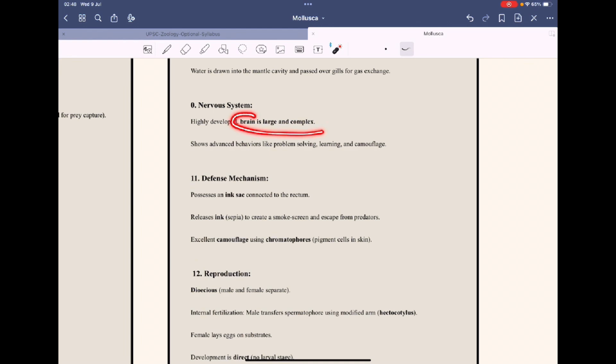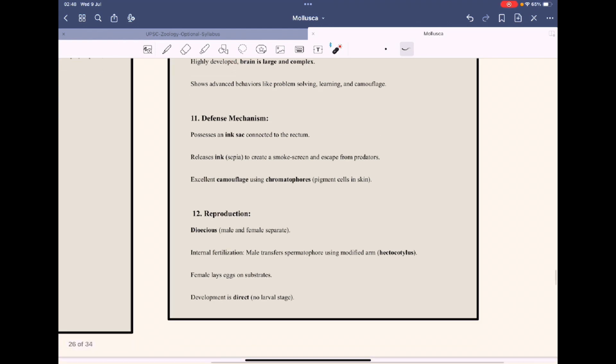And they have a highly developed, large brain. If you go through some of the videos on YouTube, you will observe that there are certain experiments that have been done with the octopus and the sepia. They have problem solving ability, learning and camouflage ability, and they possess ink sacs in order to expel the ink whenever any predator or prey comes. So it can just push out the ink through this ink sac. There is release of this ink.